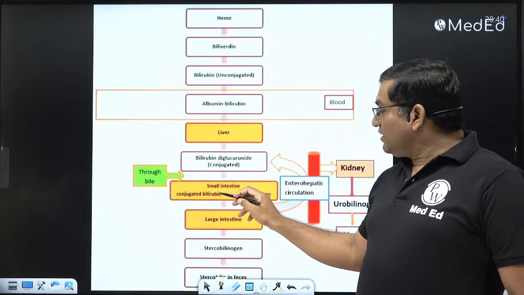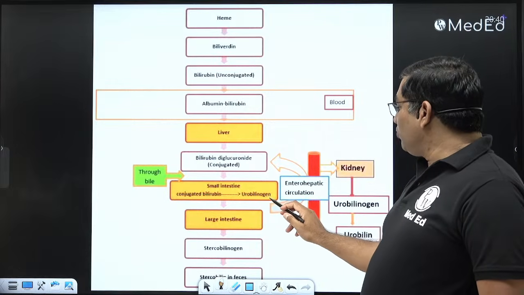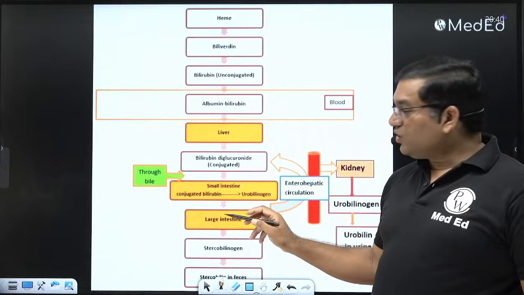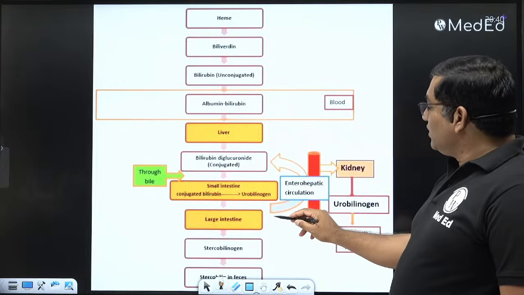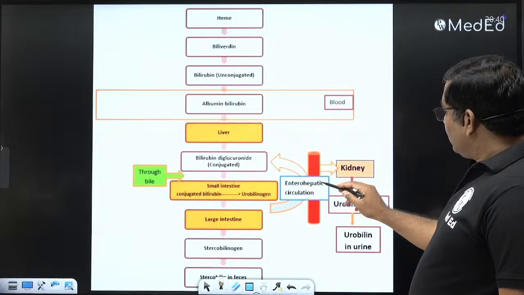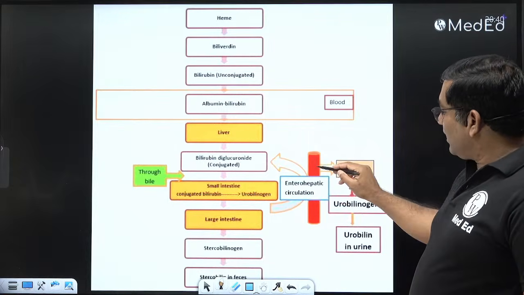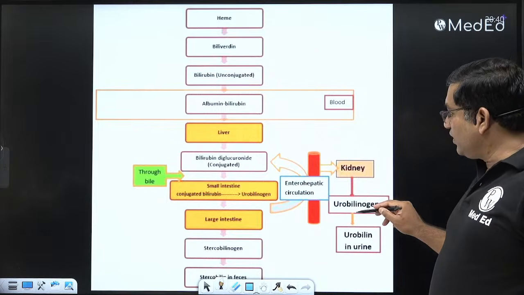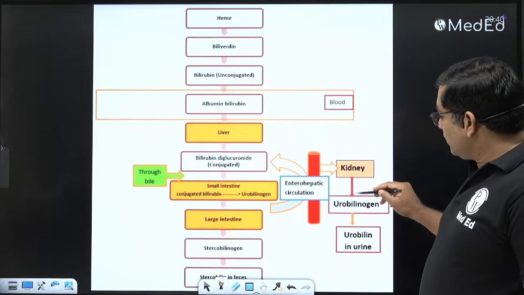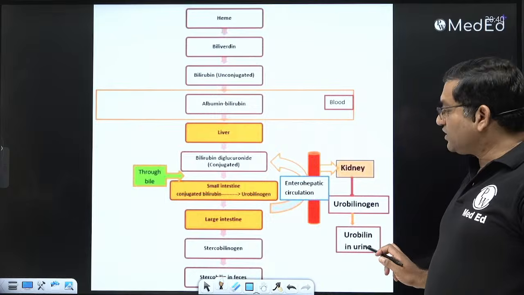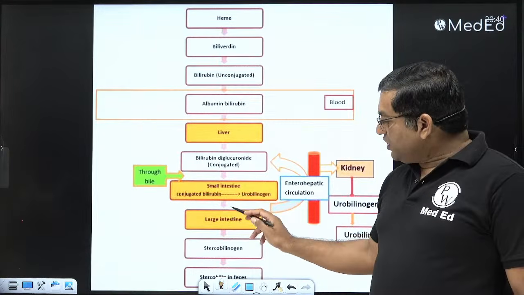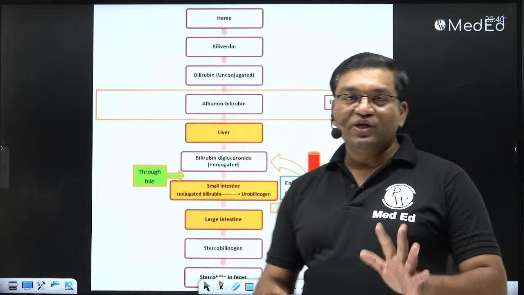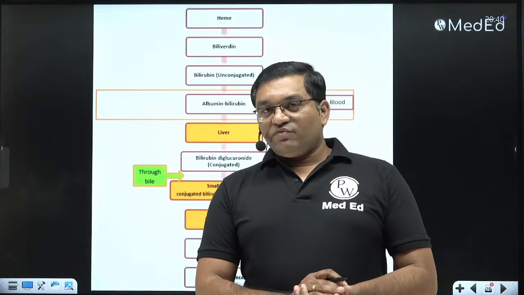So in the intestine, this conjugated bilirubin is converted into urobilinogen, and from this intestine, some through the enterohepatic circulation, some bilirubin goes to the circulation, and from circulation it goes to the kidney where it is converted into urobilinogen. So urobilinogen is converted into urobilin and excreted in the urine. In the large intestine, the bilirubin is converted into stercobilinogen and excreted in the feces. So this is how bilirubin is metabolized in our body.